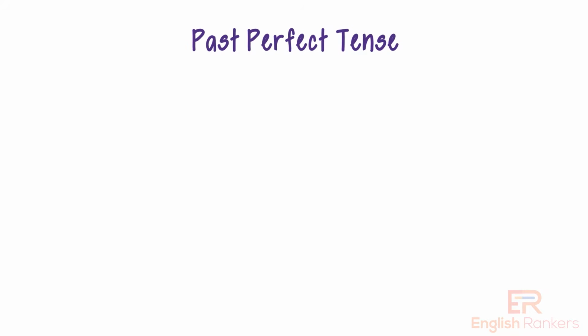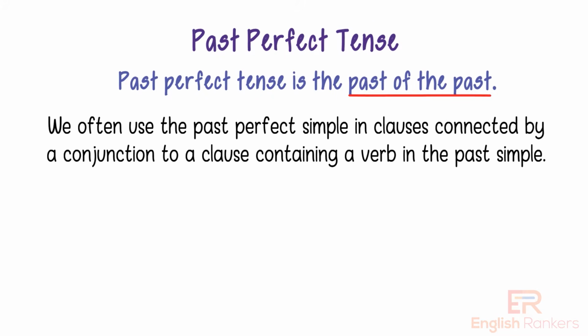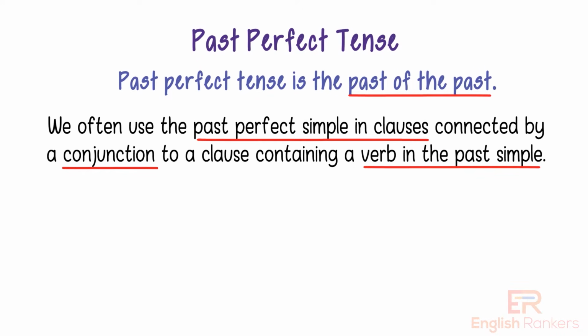When 2 or more events began and finished in the past, the past perfect tells us which event came first. Past perfect tense is the past of the past. We often use the past perfect simple in clauses connected by a conjunction, with 2 clauses containing a verb in the past simple. Let's take an example of 2 events. Both of them happened in the past, but one happened before the other.